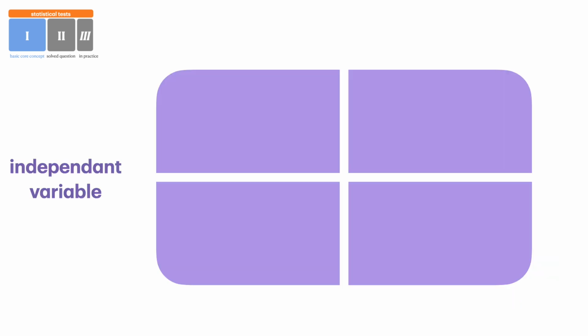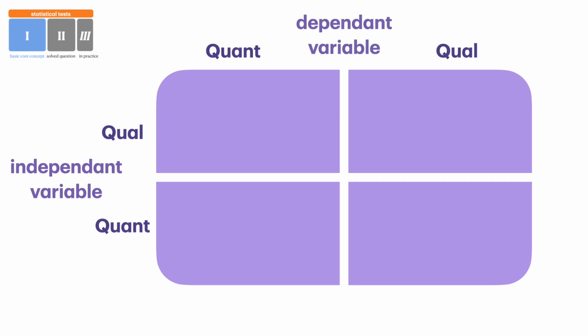And the secret to really understanding statistical tests is through our trusty 2x2 table. On the left hand side, you can see we have the independent variables, the stuff that we control, and each independent variable could either be qualitative or quantitative, and then the dependent variable, which is either quantitative or qualitative.